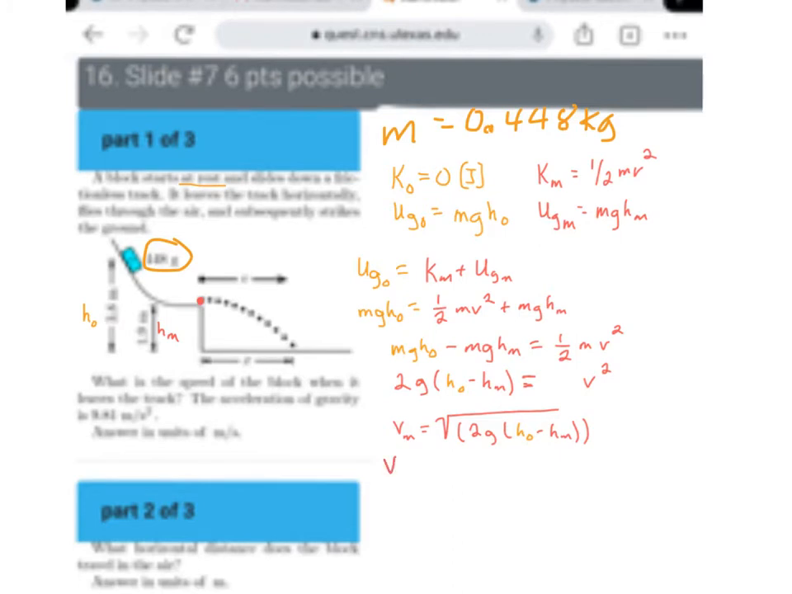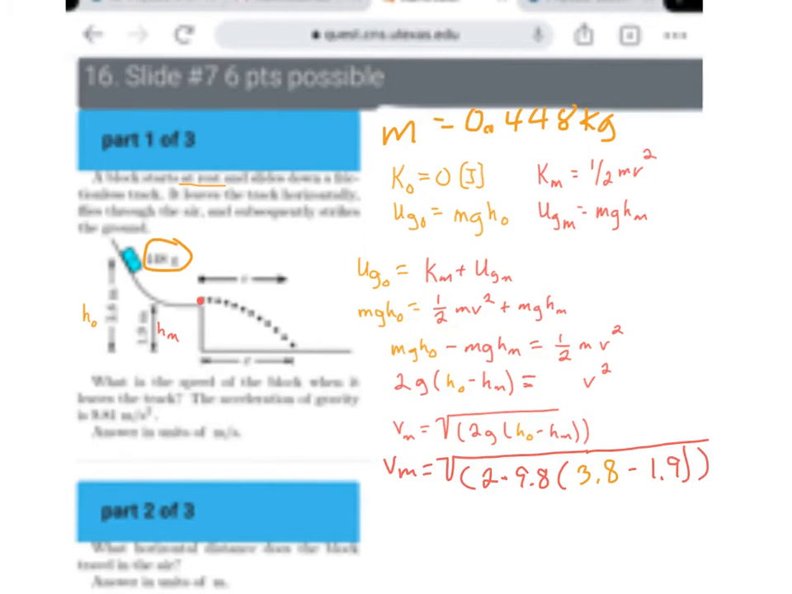So velocity at the middle would be equal to the square root, parentheses, 2 times gravity, we are using 9.8, times the original height, my original height is 3.8, minus 1.9, and then close our parentheses around both of those.